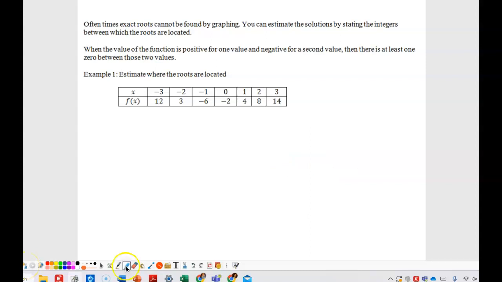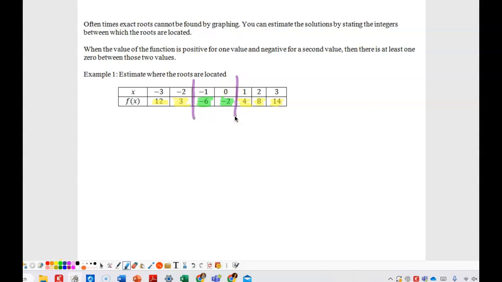So looking at that table, positive, positive, positive, positive, positive y values. And then here I have a negative y value and a negative y value. So what you're looking for is, as you read the table left to right, for it to go from a positive to a negative, or a negative to a positive. And that happens twice.